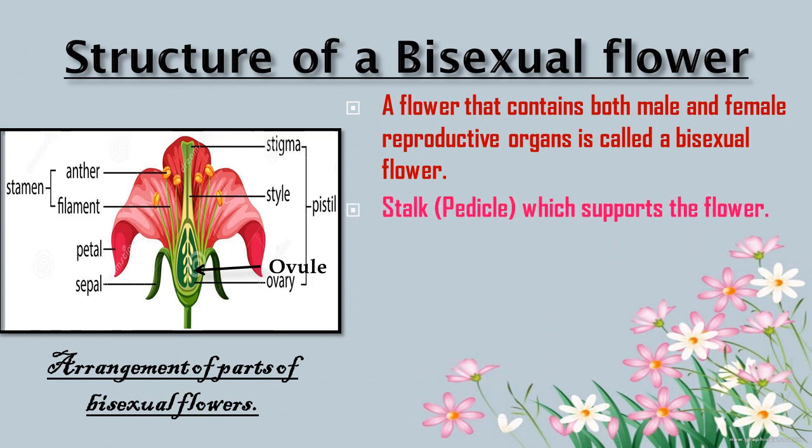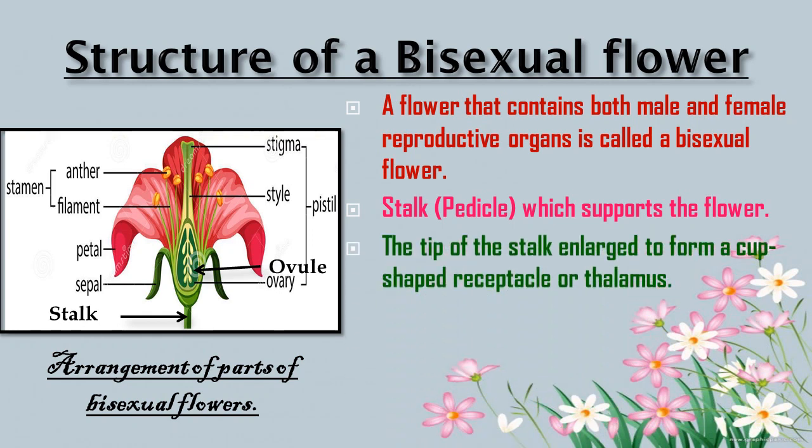Alright, and here is the stalk or pedicel which supports the flower. So this is the stalk, the elongated part of the flower, called the stalk or pedicel. It is the supporting part of the flower. Okay, and some flowers may be without a stalk, and the tip of the stalk may also be enlarged to form a cup-shaped receptacle or thalamus. So this is the cup-shaped receptacle or thalamus, which is present above the stalk.